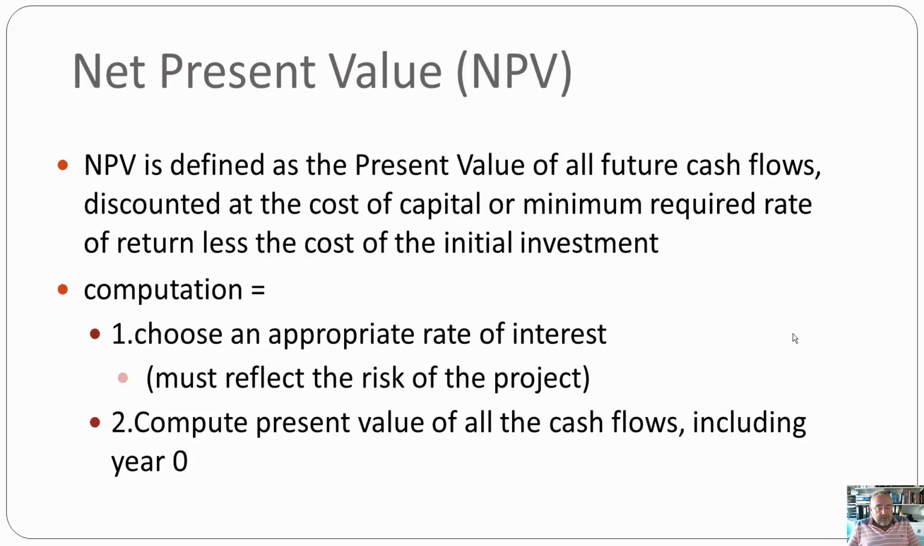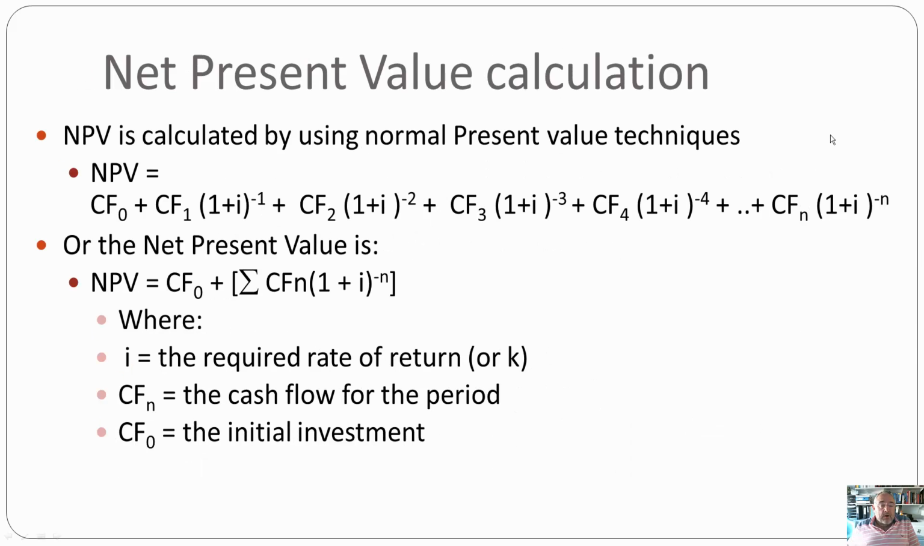So the computation is actually pretty straightforward. Work out what your required rate of return, or rate of interest, is, and work out the cash flows and calculate their present value. And this should be no surprise to anybody. The formulas, whether you remember them or not, work basically like that.